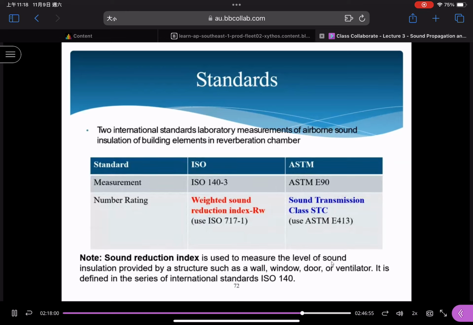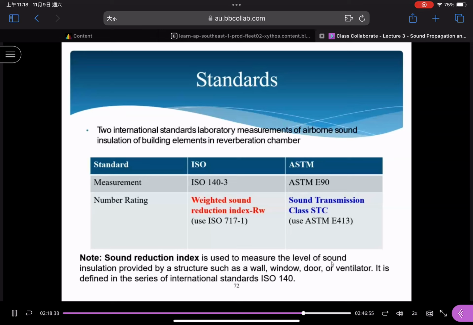Okay, this one is another standardized approach. We want to find out the transmission loss of the material. We have two standards, the ISO standard and the ASTM standard. ISO refers to the European standard, and ASTM refers to the United States standard. When we refer to the ISO standard, we call it the weighted sound reduction index. When we refer to the US-based approach, we call it the sound transmission class, and we refer to ASTM E413.